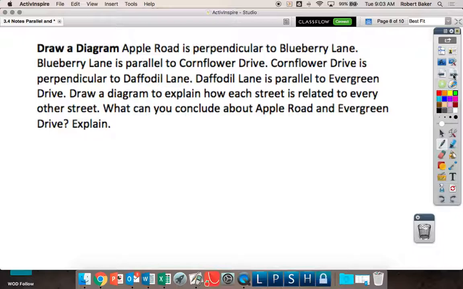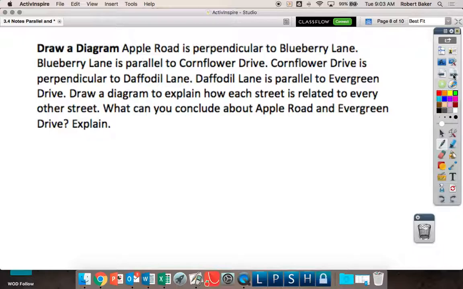It says, Apple Road is perpendicular to Blueberry Lane. Blueberry Lane is parallel to Cornflower Drive. Cornflower Drive is perpendicular to Daffodil Lane. Daffodil Lane is parallel to Evergreen Drive. Draw a diagram that explains how each street is related to every other street. What can you conclude about Apple Road and Evergreen Road?